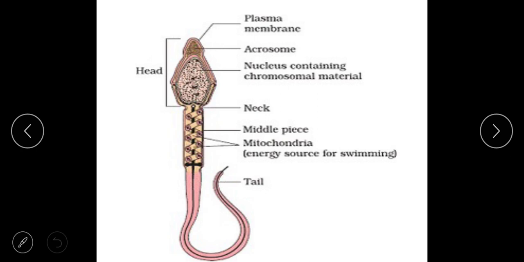Now the spermatozoa have been formed. Let us see the structure of each spermatozoon, or the sperm. This is the mammalian sperm. The diagram is generally asked in the exam, and many times it has been repeated.